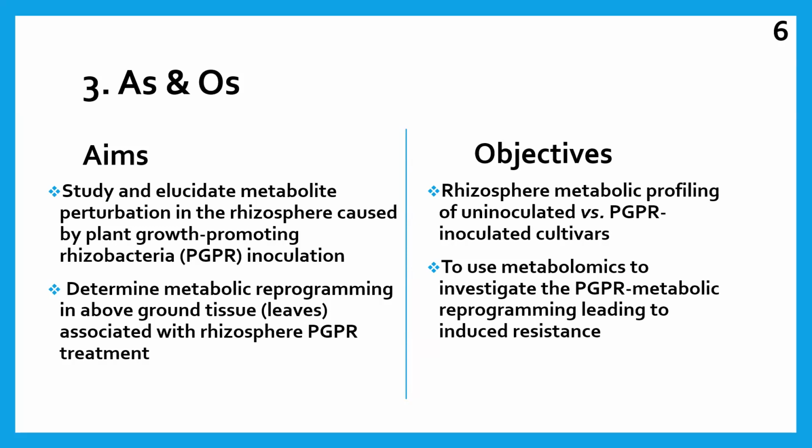So the objectives were to profile the rhizosphere metabolome of uninoculated versus PGPR inoculated cultivars. PGPR inoculated cultivars were those cultivars whose seeds were actually bioprimed with PGPR before planting. And then we used metabolomics to investigate the PGPR metabolic reprogramming that was leading to induced systemic resistance.